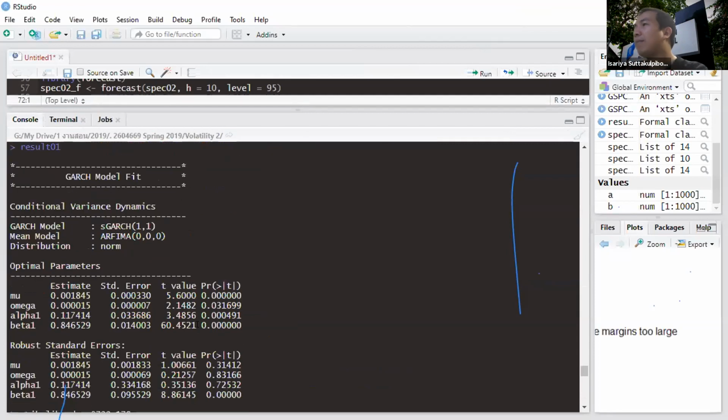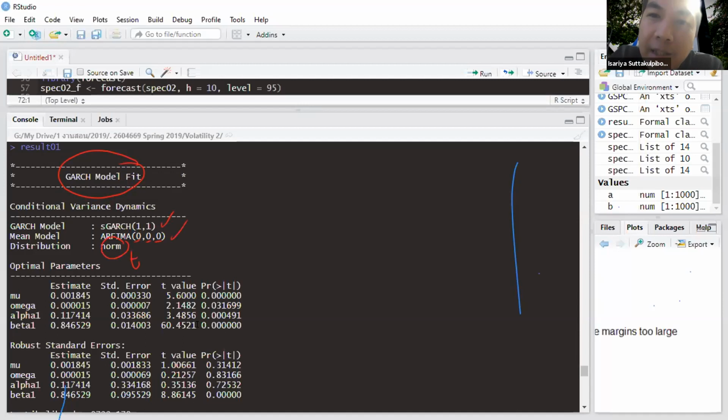Garch model fit, that's what it does, right? Standard Garch 1, 1. There's something called Arfima, so you don't have to worry about it, but there's no ARMA at all here. Distribution is normal. You can change the shock into some other distributions too, for example, T distribution. T has a heavier tail, which from a risk management perspective is better, right? But you don't have to worry about this at the moment.